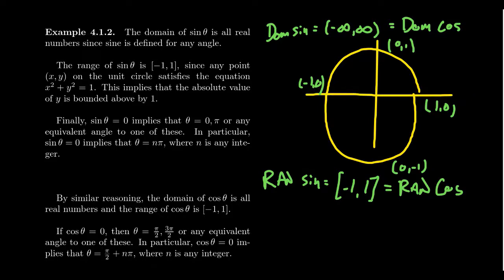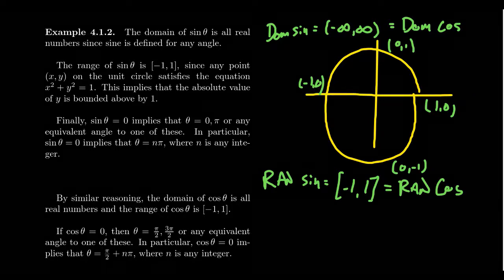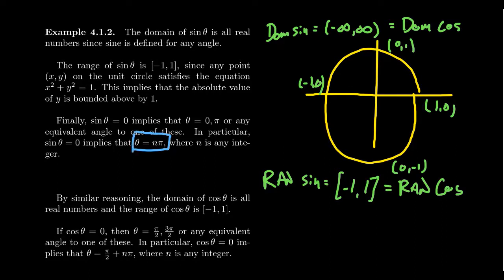So when it comes to sine, it turns out that the zeros happen at integer multiples of pi. So 0 pi, 1 pi, 2 pi, 3 pi, negative 7 pi. That's where the zeros of sine occur. So sine theta equals 0 when theta is a multiple of pi.